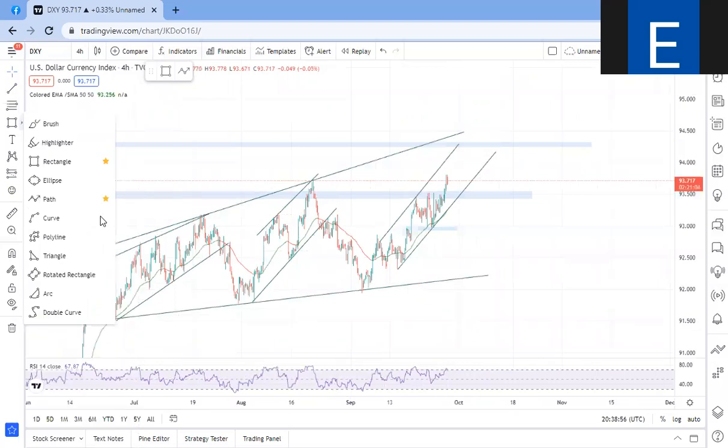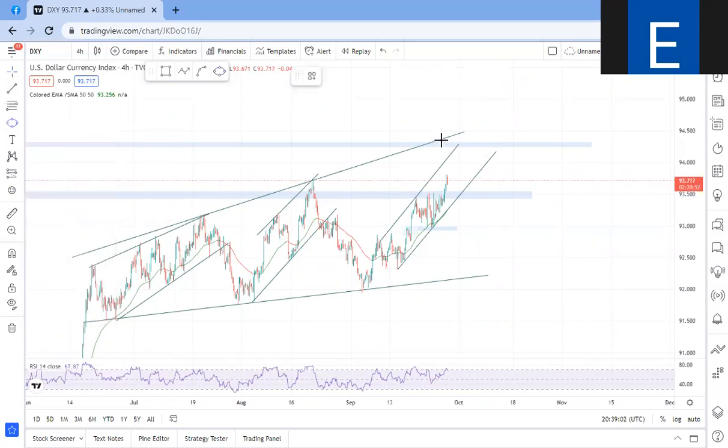I think I should start this right now, okay. Technically, this is my analysis on the DXY. This is what I'm actually expecting.